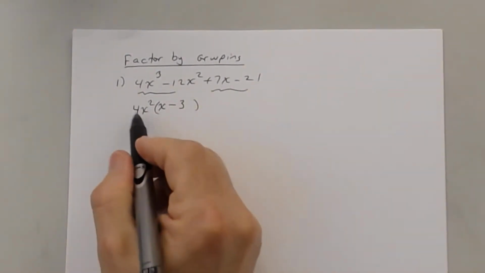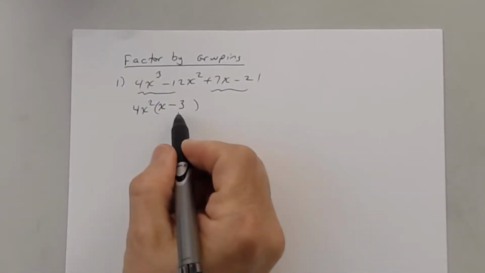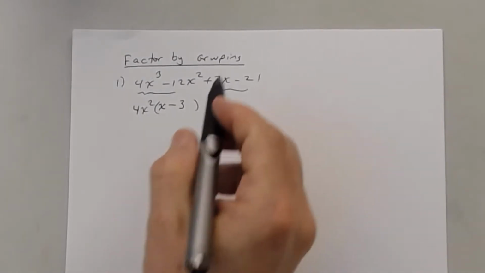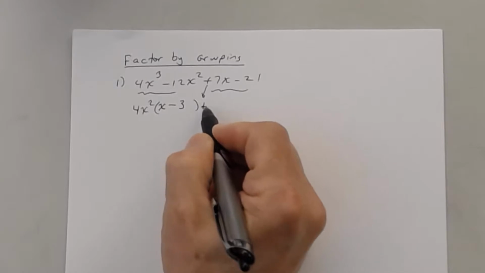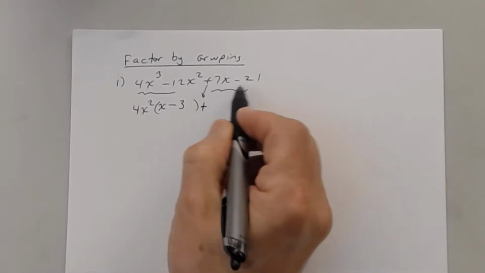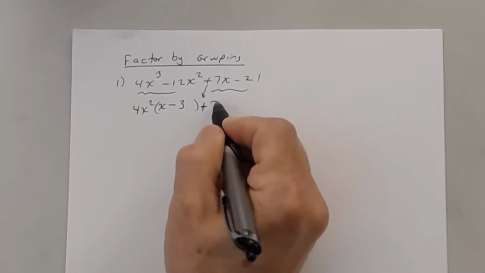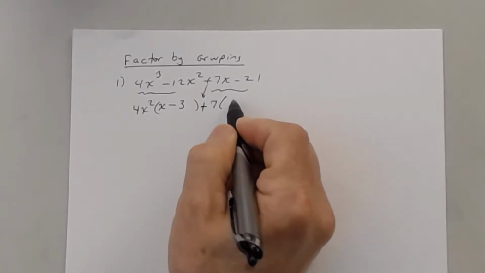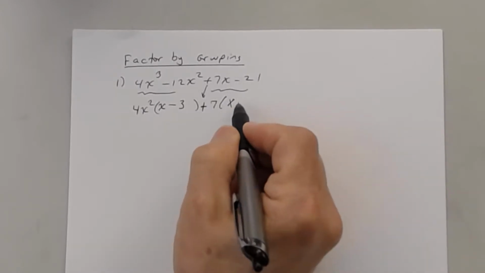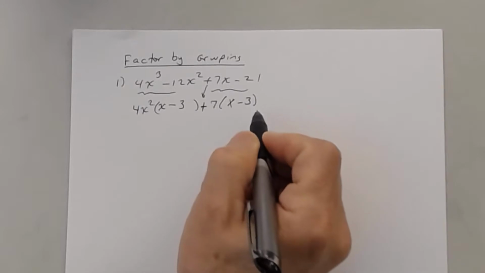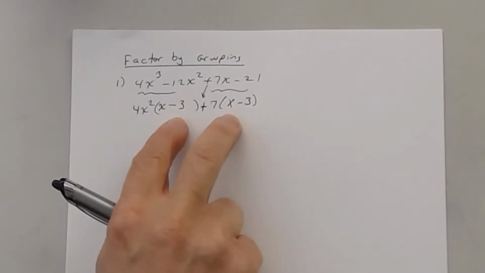And always check yourself. Distribute. 4x squared times x is 4x cubed. 4x squared times a negative 3 is a negative 12x squared. From the second group, remember, you're always going to factor out that middle sign, so you're going to factor out a positive GCF. What is the GCF of the second group? 7. So 7 times what is 7x? 7 times what's a negative 21? Negative 3. If you're doing this correctly, those two things you have inside the parentheses should be the same.